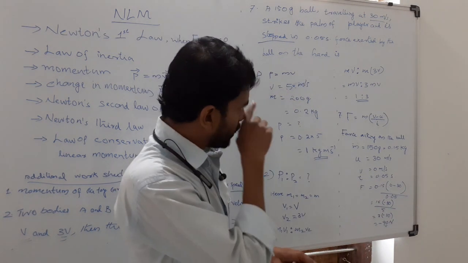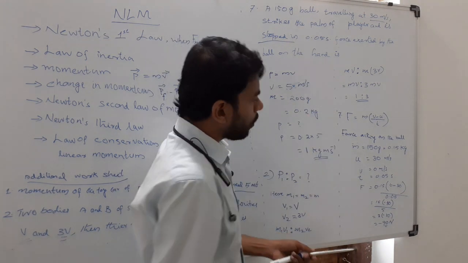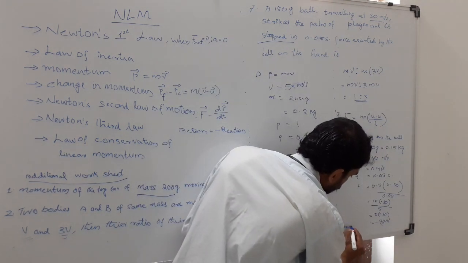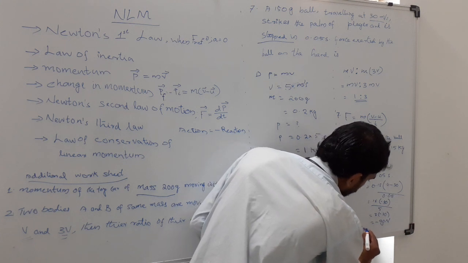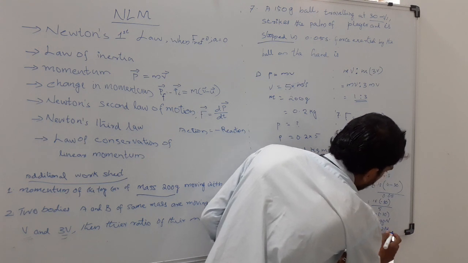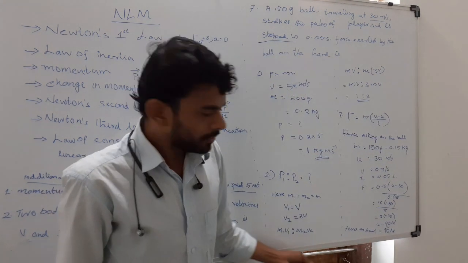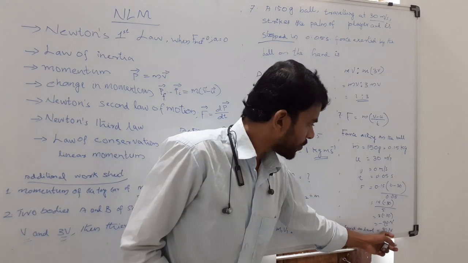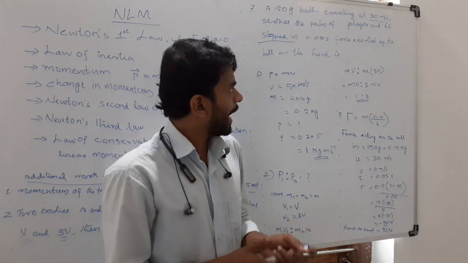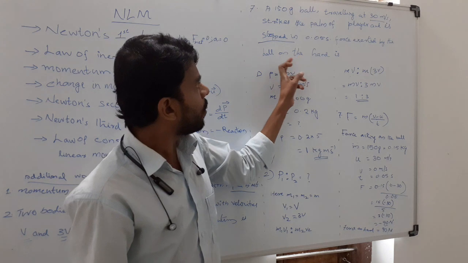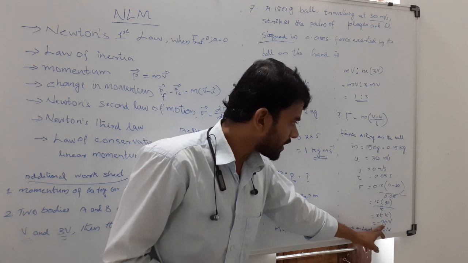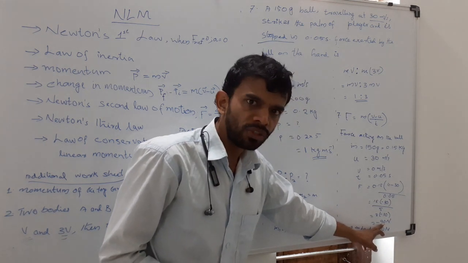Then the force acted on the hand by the ball, we can take as force on hand. Force on hand is equal to, we can take it as 90 Newton, right? We have taken action as minus 90 Newton, then reaction is 90 Newton. So the force acted on the hand is 90 Newton, whereas the force acted on the ball is minus 90 Newton.